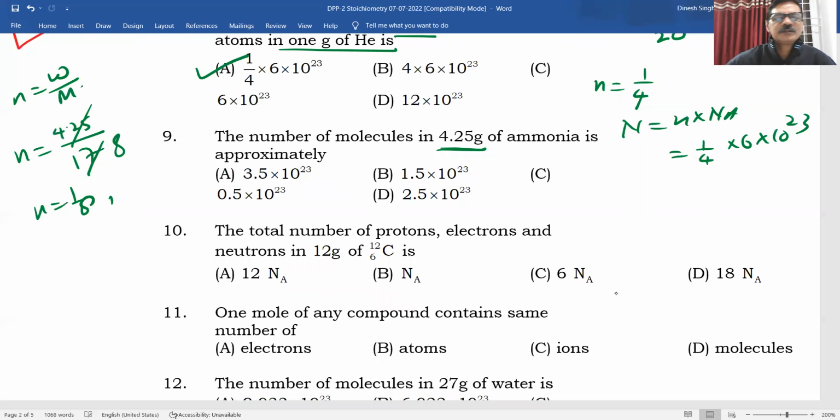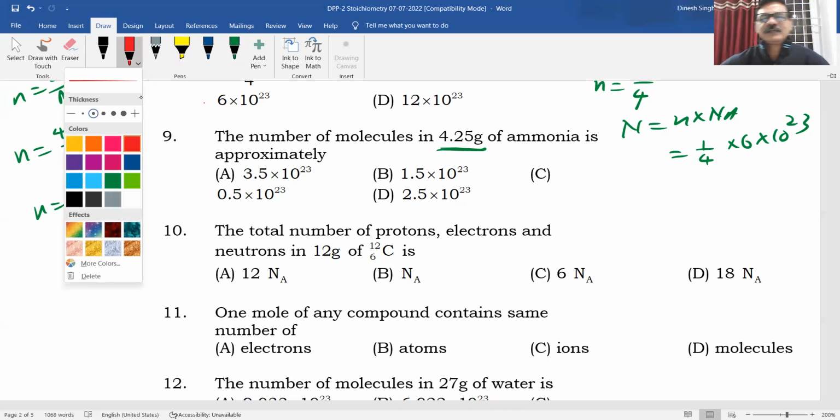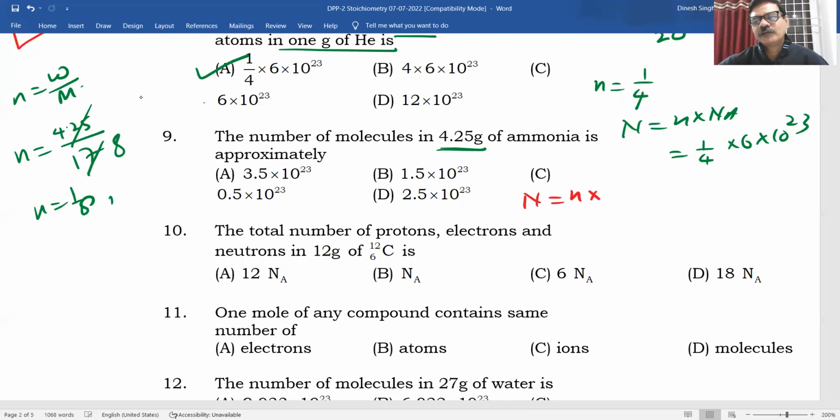What is asked? The number of molecules. That is the first formula we will apply. If we apply the first formula, then we can see capital N equals n into Na. So this quantity is 1/8 into 6 into 10 power 23. So this will be how much? 4.25 gram of ammonia is given. Ammonia weight is what? 17.